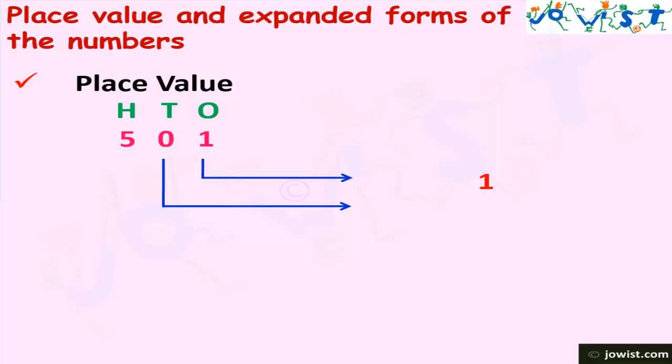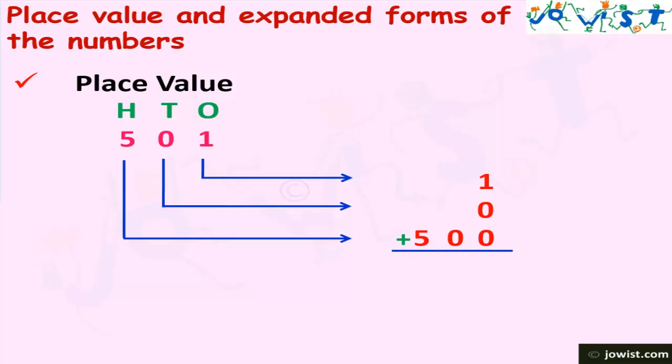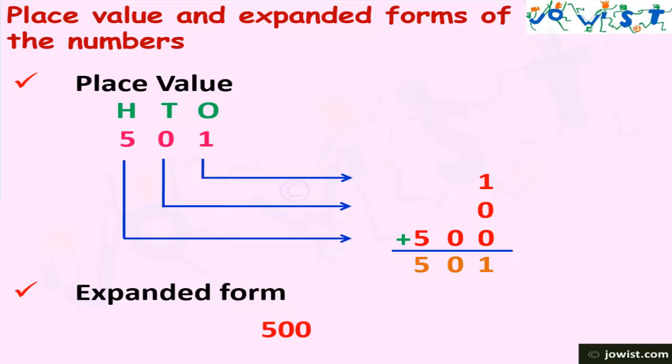There is no tens, so the value of 0 is 0. So we will write 0 here. And the value of 5 is 500 as there are 5 hundreds. By adding it together, we have the number 501. If we write it in the expanded form, we will write it as 500 plus 0 plus 1. It's easy, isn't it?